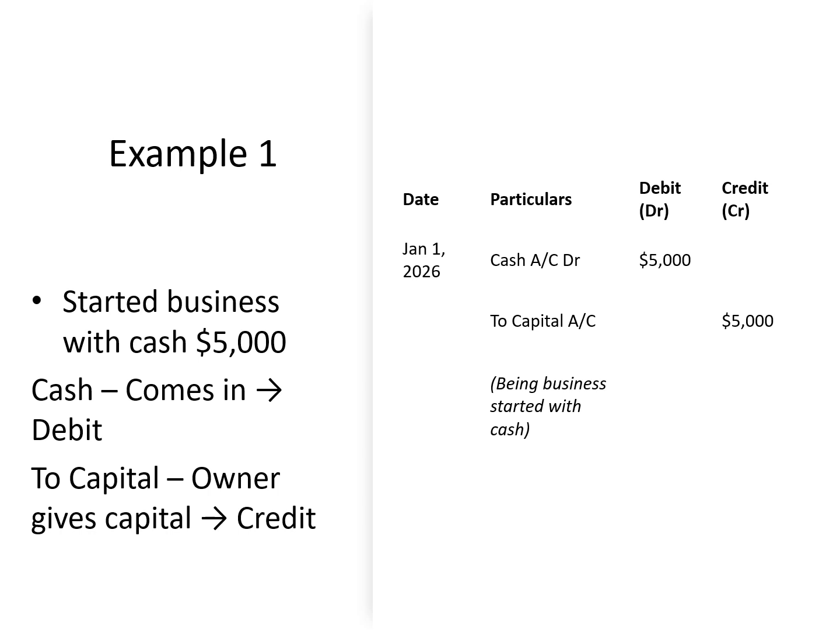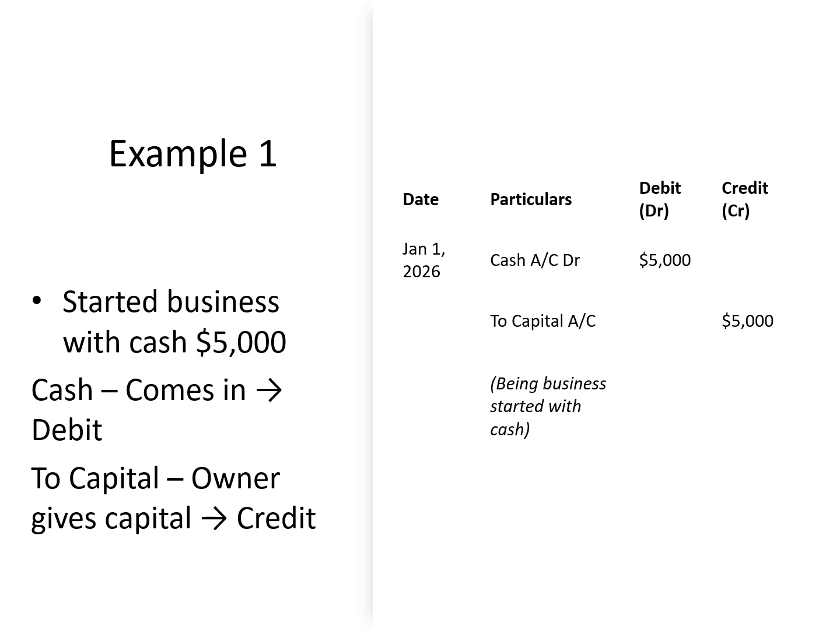We credit capital. So the journal entry will be: we debit cash of $5,000 and we credit capital of $5,000. If you look at the slide, this is how a journal entry is prepared. We have the date column, the particulars, the debit column, and the credit column.